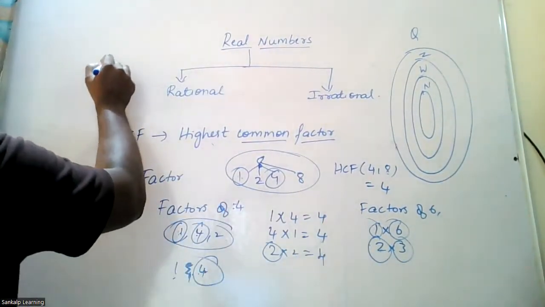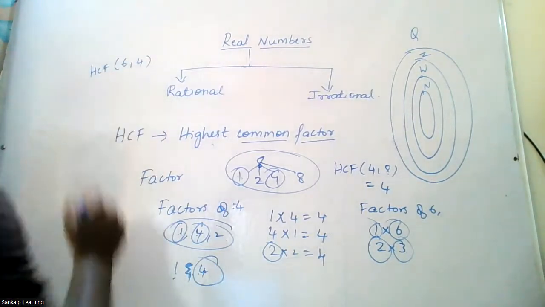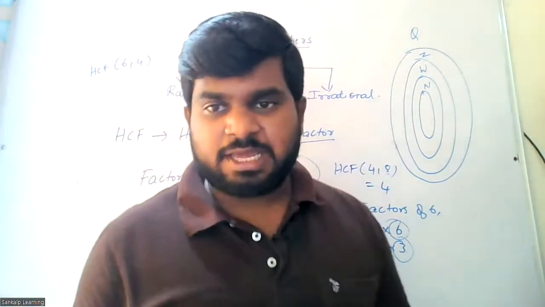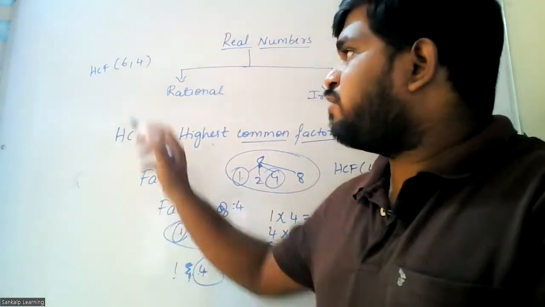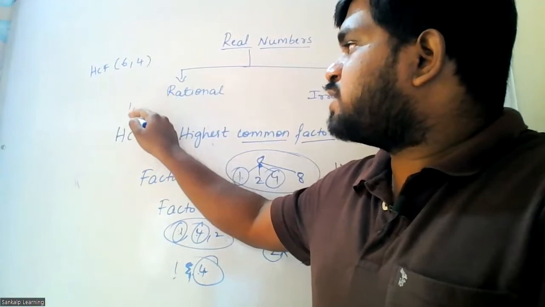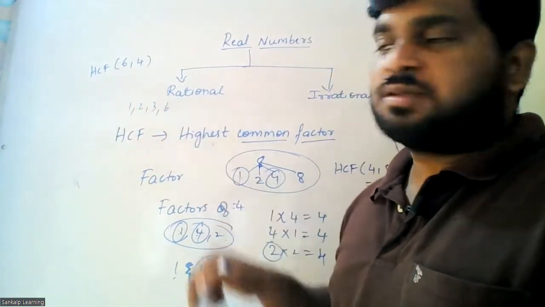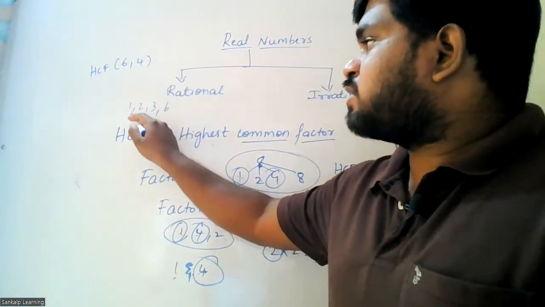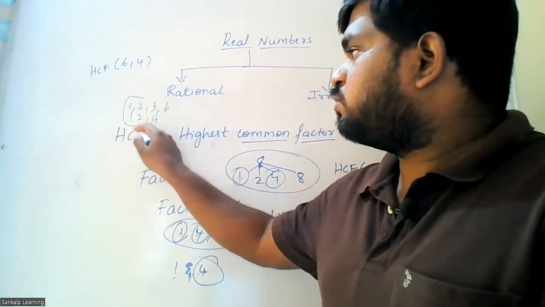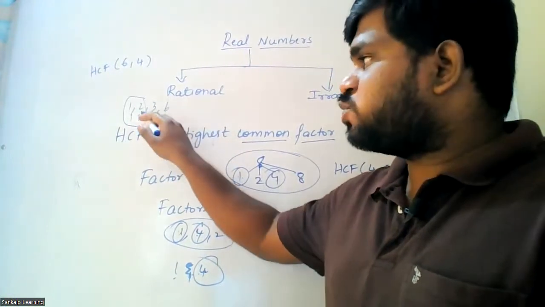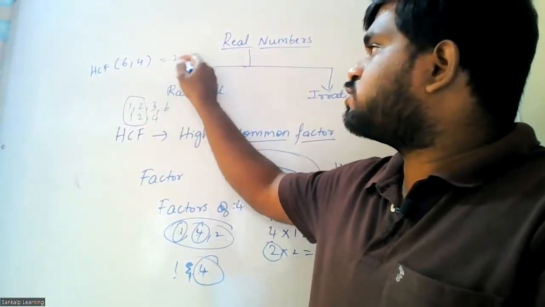If I ask you, what is the HCF of 6 and 4? Well, let's do the actual way. What is the actual way? Find the factors of 6. The factors of 6 are 1, 2, 3, 6. Find the factors of 4. The factors of 4 are 1, 2, 4. Which are the things that are common? 1 and 2. Among that, which is the highest? 2 is the highest. So HCF of 6, 4 is 2.